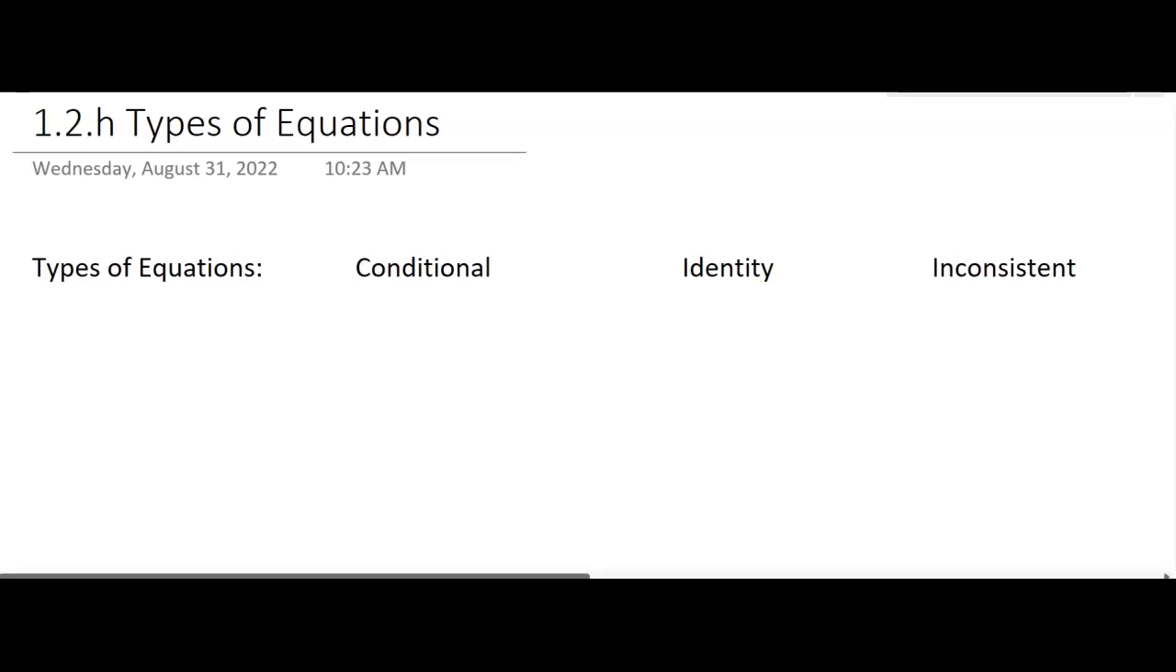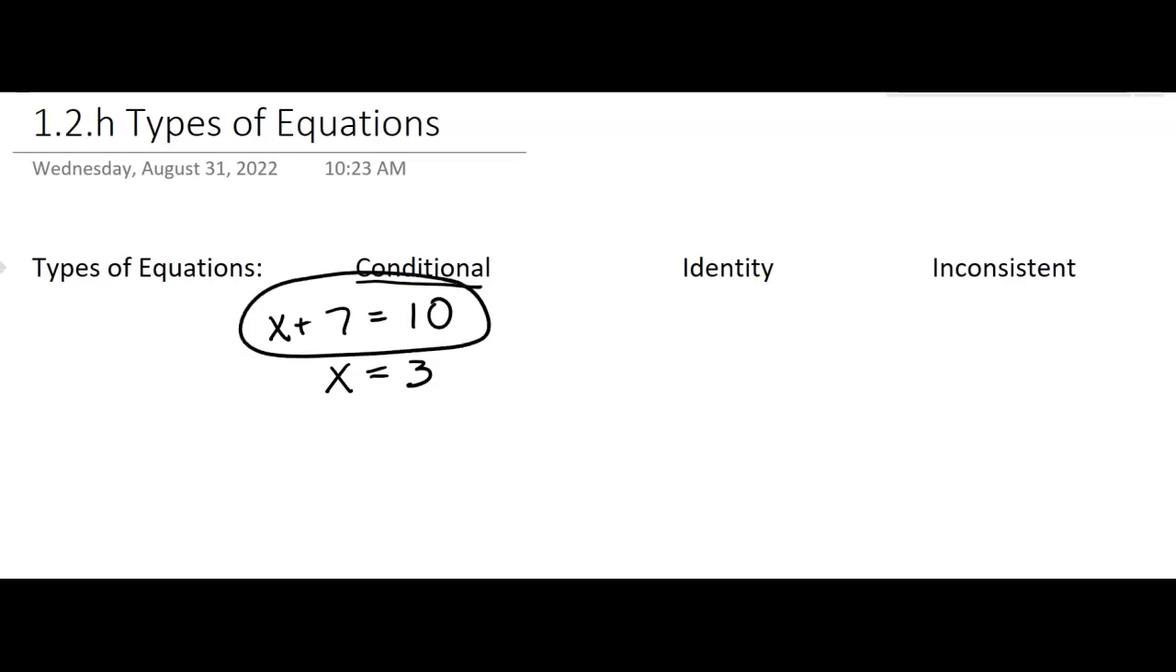Okay, so I talked about this a little bit in another video, that there are different types of equations. One is called a conditional equation. Let's say we had an equation earlier, it said x plus 7 equals 10, right? And we said, oh, x is 3. That is an example of a conditional equation. This is true on a condition of x. Like it's only true if x equals 3. If x is any other number, it's not true.